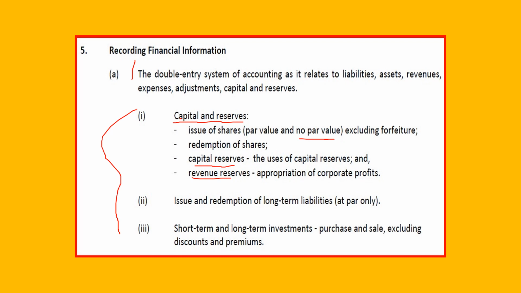Issue and redemption of long-term liabilities, this is dealing with bonds and debentures, okay, and it's done at par only, so you would not have any big issues there. Short-term and long-term investments, purchase and sale of it. Again, you don't have any discounts and any premiums. So normally you will either sell them at a profit or at a loss from how you buy them.